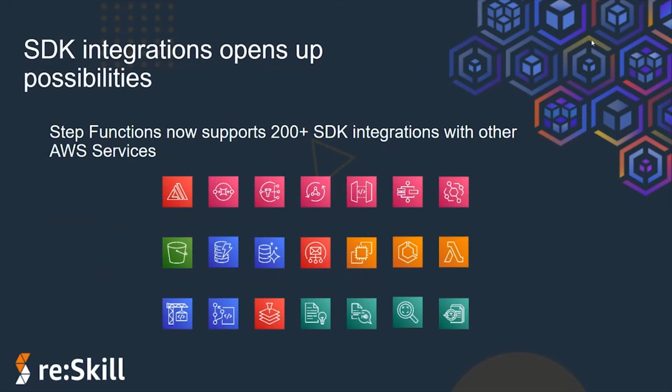Recently, Step Functions announced SDK integrations with over 200 AWS services. So you could integrate with a lot of services from the Workflow Studio or from your state machine with SDK based APIs to do various things, such as if you wish to invoke a Lambda function, run a CodeBuild job, or do some S3 based operations, you do that with the SDK APIs itself.